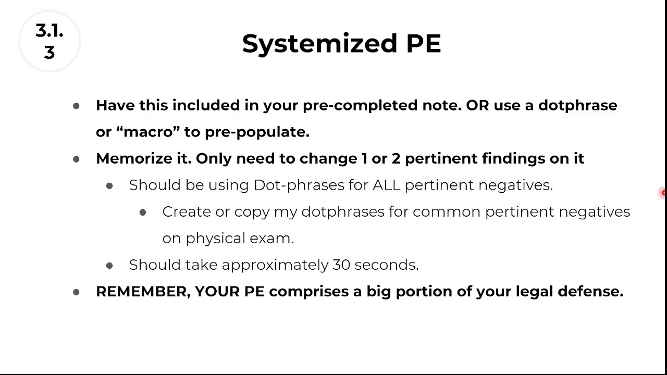All right, we'll continue from here, and we will go into your systemized physical exam. Again, much like the review of systems, have this included in a pre-completed note, or use a dot phrase or macro to pre-populate it. Again, memorize it and only change 1 to 2 pertinent findings on it. You can create my physical exam macros. I've included them for headaches, traumas, cardiac arrests, and normal and pediatrics. So this should be relatively quick.